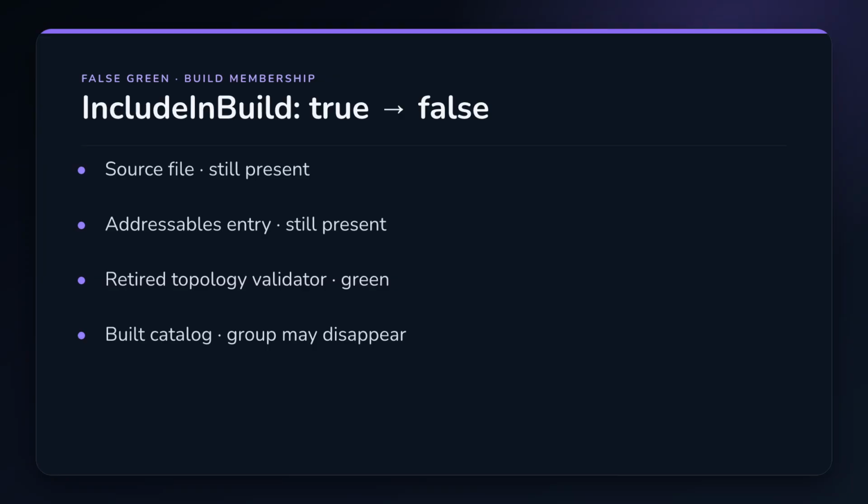Another test disabled the Unity setting that tells addressables to include a whole group in the build. The source file remained. The saved addressables entry remained. The validator remained green.